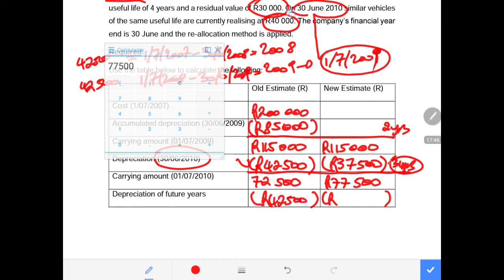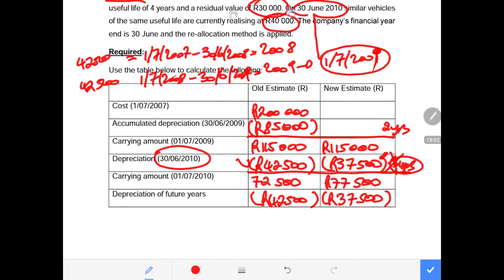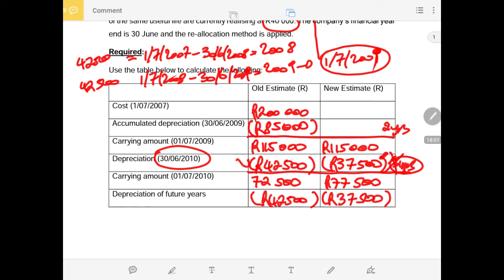Depreciation for 1 year is 42,500. And depreciation for 1 year under the new estimate, because there were 2 years left and we took into account this year, which is year 3. So now meaning only 1 year left, meaning depreciation for future years will be 37,500 because only 1 year is left. Therefore, future depreciation will be a depreciation for only 1 year. So guys, this is very much important. A very short question, sweet and straight to the point.